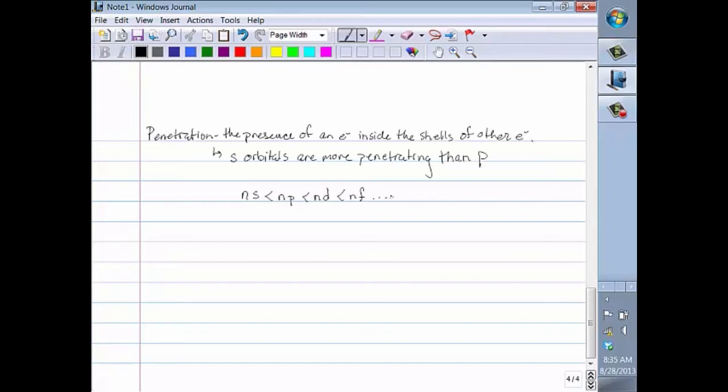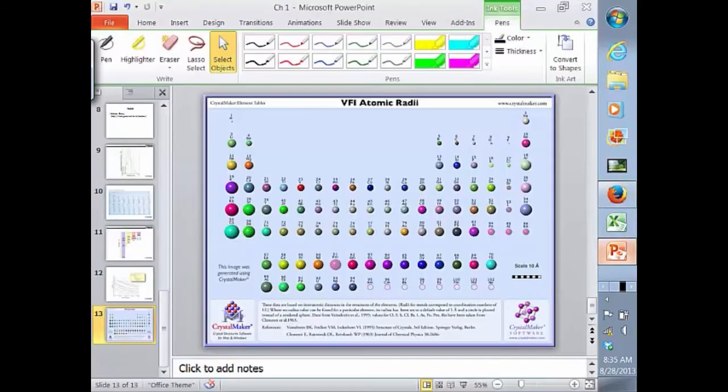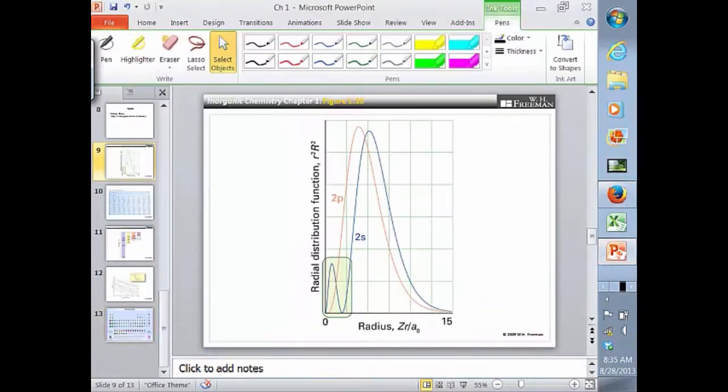So we just talked about the fact that the closer an electron is to the nucleus, the lower in energy it is. I don't think I said it specifically that way, but the more positive charge it feels from the nucleus, the lower in energy that electron is. So if we look at the radial distribution functions of a 2s and 2p, and I don't like this particular chart because it doesn't show the 1s, but I'll draw in the 1s. The 1s looks something like that.